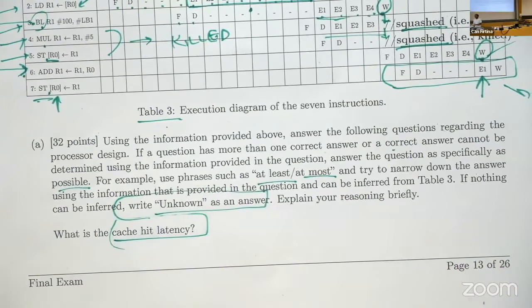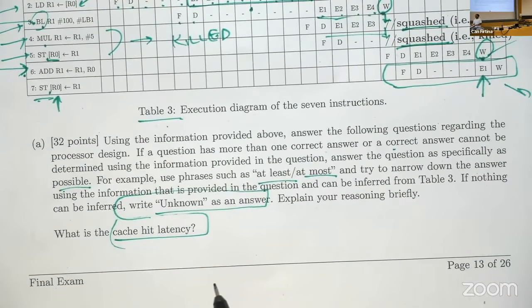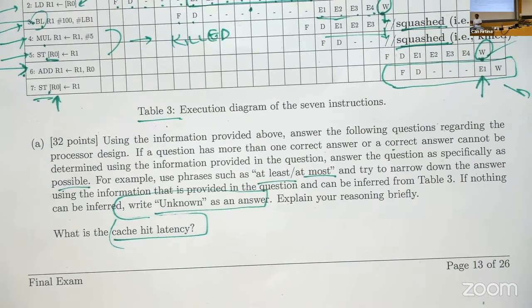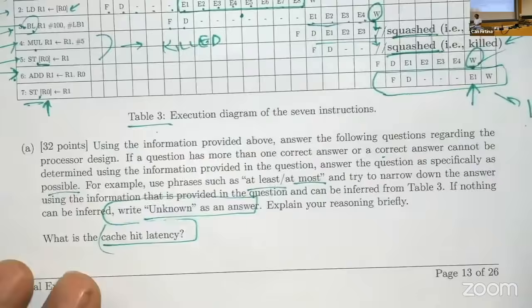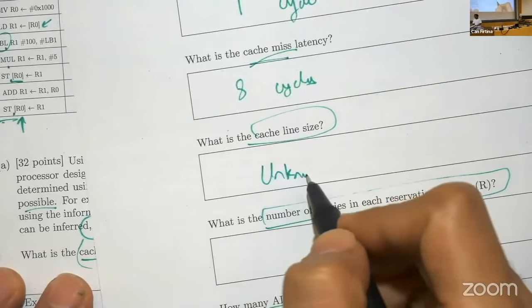The fact that this statement is present in the description means that the authors intended some, not always, but usually some question as unknown. So it gives you a hint that one of these questions was designed to be unknown. And we see clearly that the cache line size is unknown. Okay.